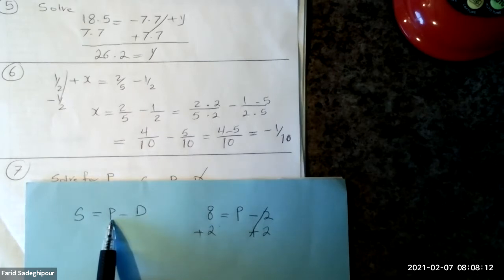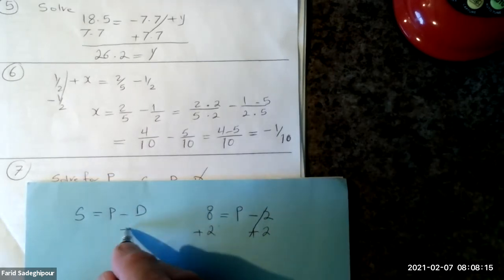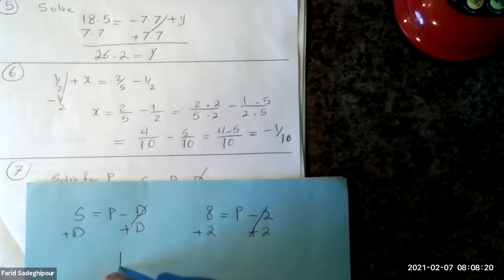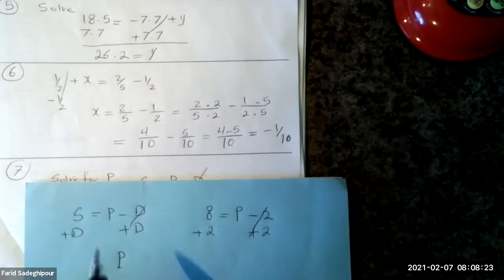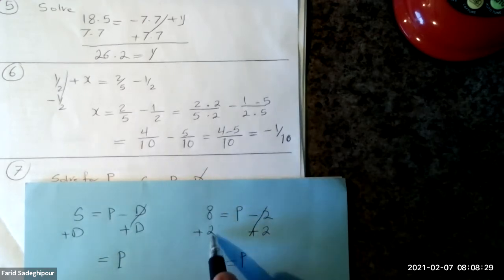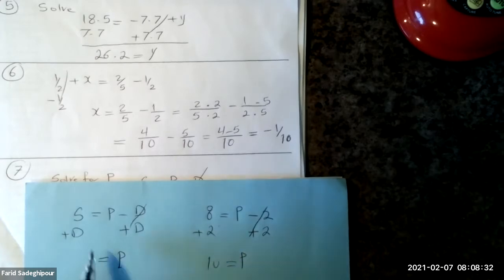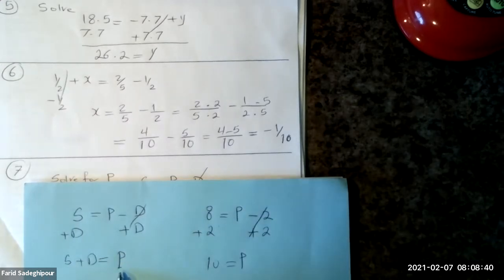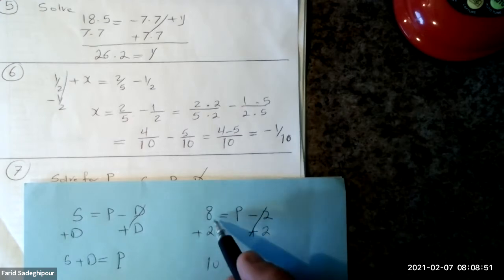If you want to find the letter p by itself, you add d here and d here. These two cancel. So the letter p is by itself. That's what we're asking. The only difference is here, since you are dealing with numbers, you just say 8 plus 2 is 10. But here, since you are dealing with letters, you don't have numbers, you just write s plus d. That's what we're asking. To just have p by itself and other letters on the other side. So you see, the process is very similar. It just, instead of numbers, you have letters.